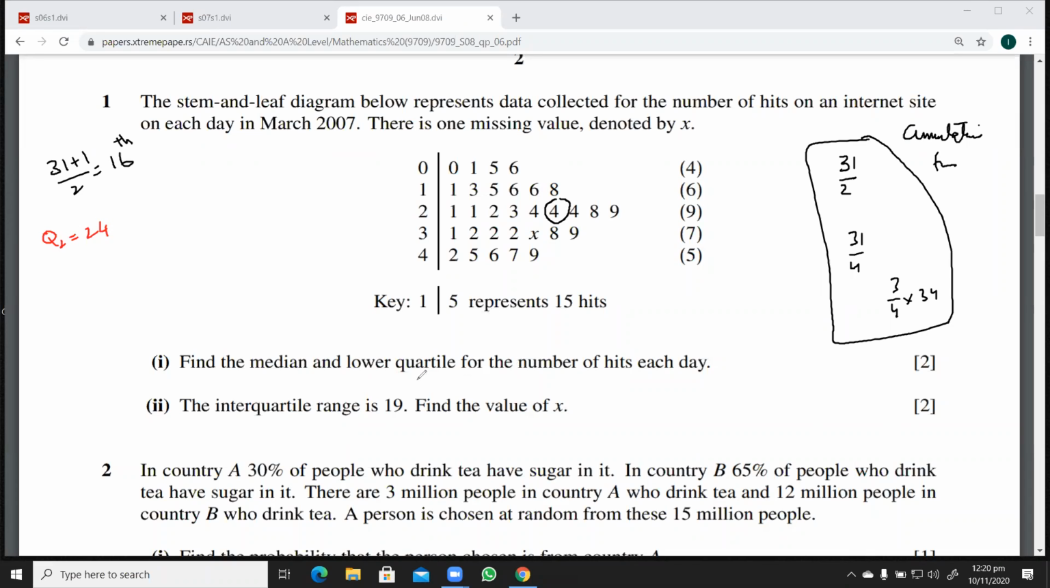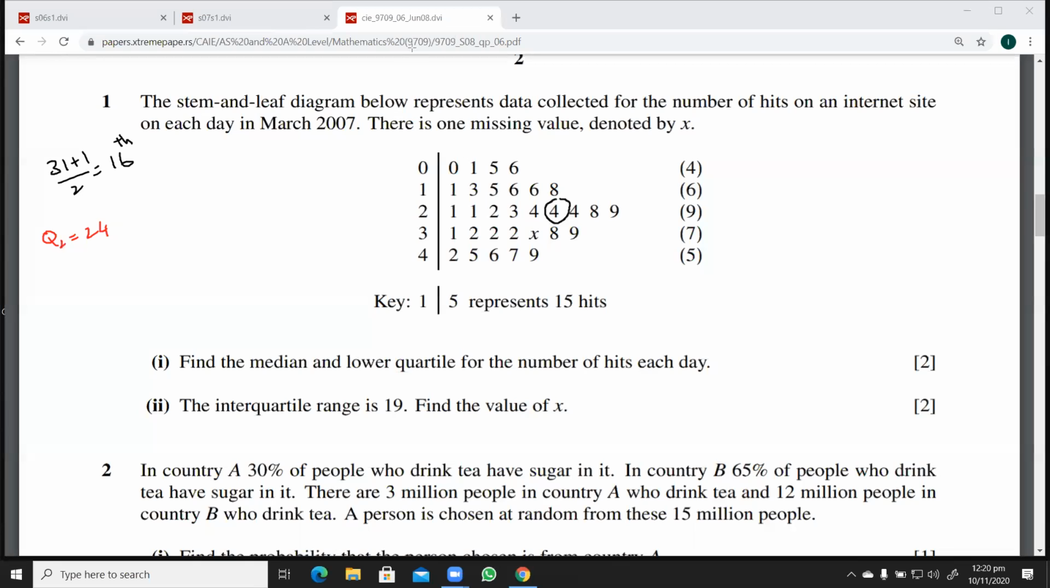And when you find the lower quartile, yes, anyone? Could anyone tell us how to find the lower quartile? 32 divided by 4. Hmm? This is what I told you how to find the median. Sir, the values beyond the middle, we have to find the median of those, and of the values before it. Okay, basically you have 31 observations, children, you have 31 observations, okay?